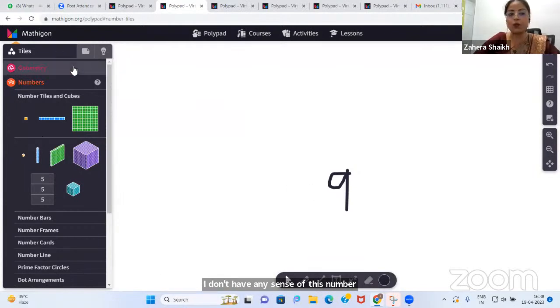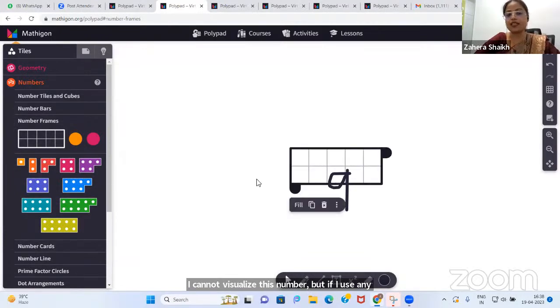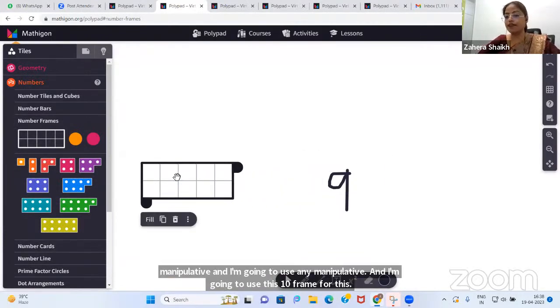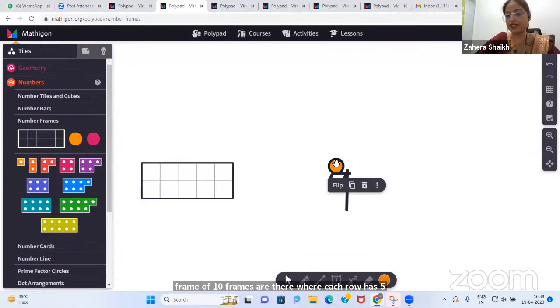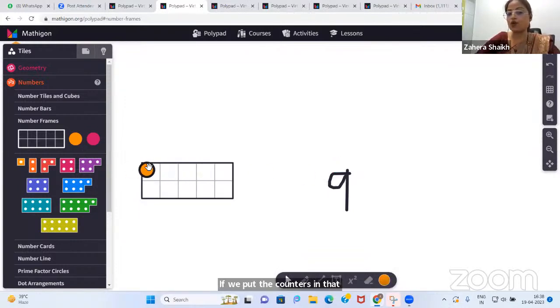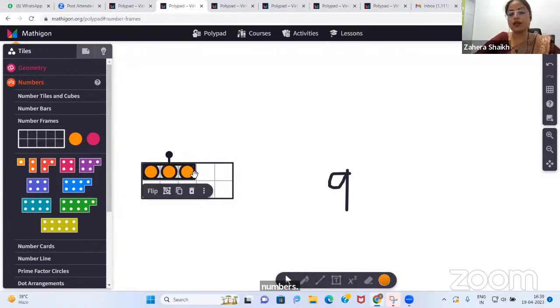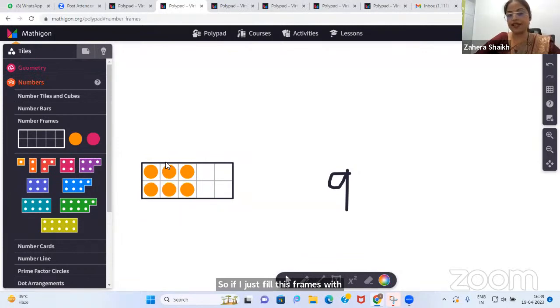But if I use any manipulative, and I'm going to use this ten frame for this. This ten frame is nothing but 10 frames where each row has 5 frames. If we put counters in that frame, then we can count the numbers. The empty frames represent nothing. But if we put the counters into it, it represents the 9 numbers. So if I fill these frames with counters, I am able to visualize my number 9, right?